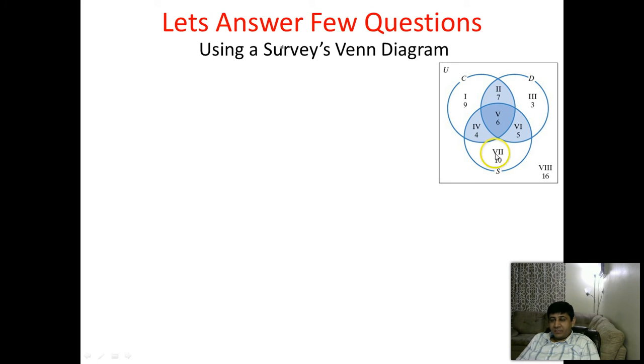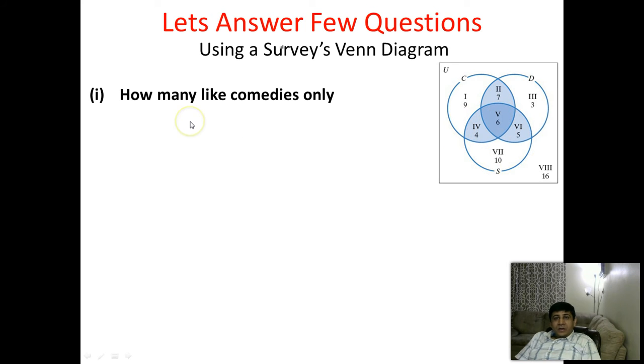Okay, again the same filled Venn diagram is given to us. Let's look at the first question. Out of those 60, how many people like comedies only? So what are we looking for? We are looking for this region here.